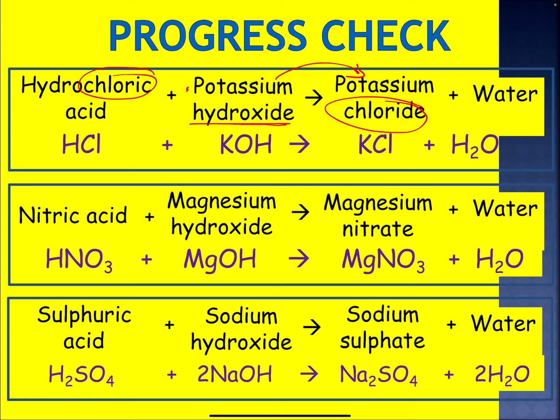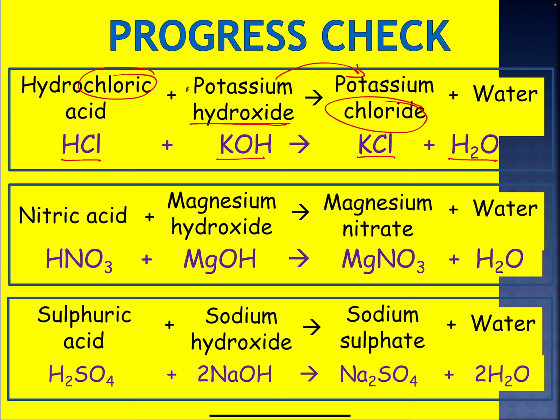And the balanced equation: hydrochloric acid, HCl, potassium hydroxide, KOH, there's your hydroxide ion, OH, and there's the salt, KCl, and there's your water. And it's balanced.